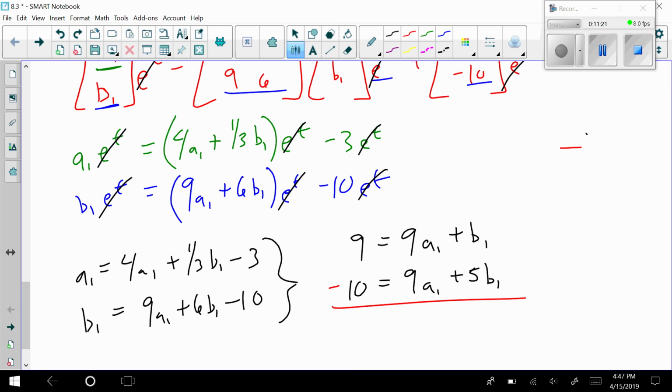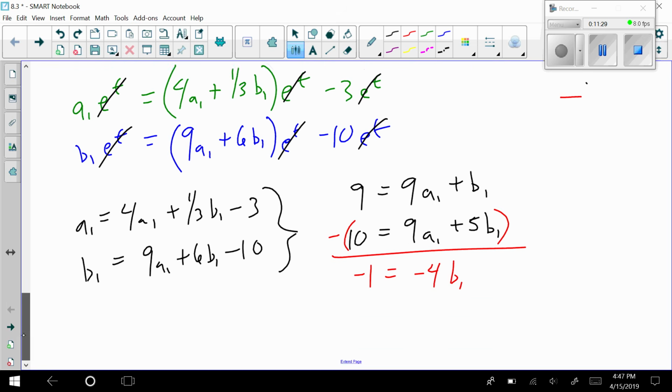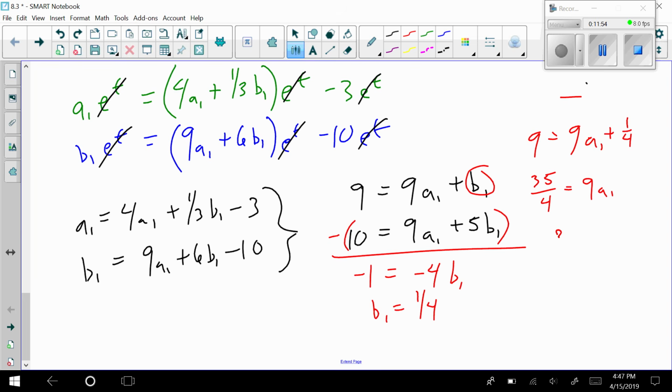I see that these match already for me, which means all I have to do is take these two and subtract the equations, right? So I'd have a -1 equals, what, a -4 b sub 1, which implies that b sub 1 is equal to 1/4. If I know this, I can plug it back in right here. That'd be 9 equals 9a sub 1 plus 1/4. Subtract a fourth, that'd be 35/4 equals 9a. Divide, I have 35/36 equals a sub 1.